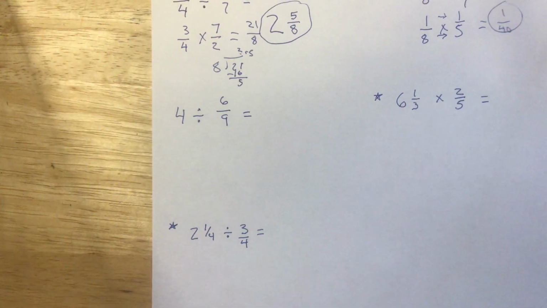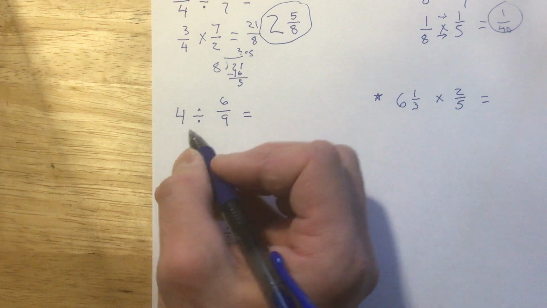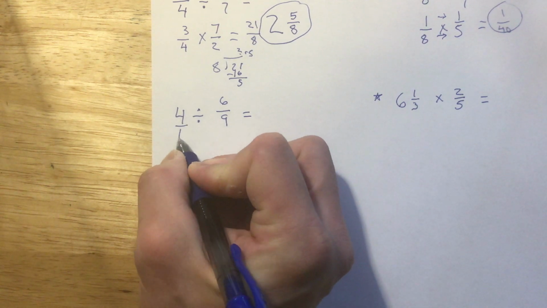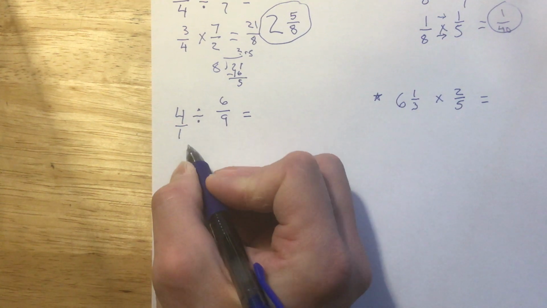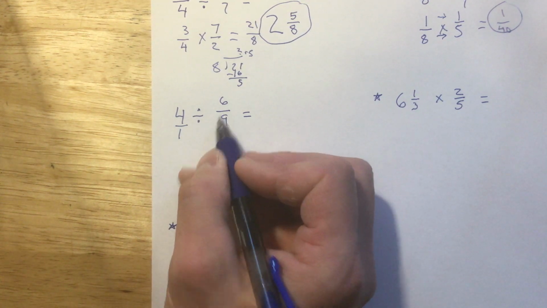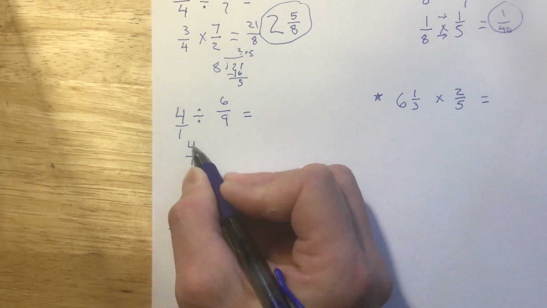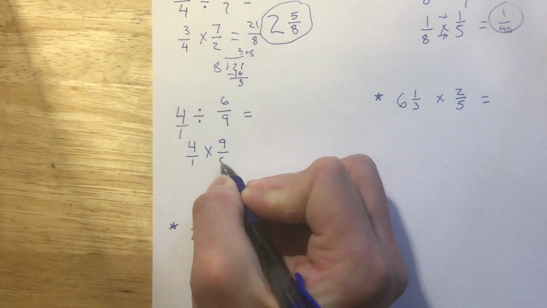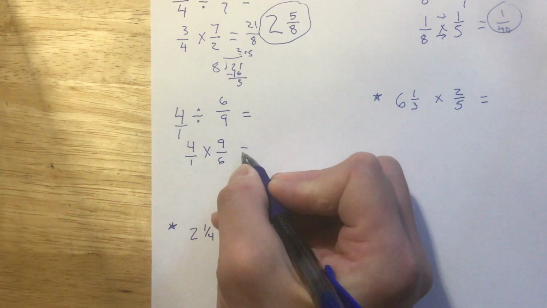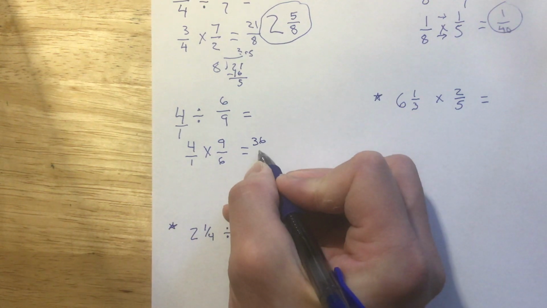All right, down here. So we got 4 divided by 6/9. Again, we got to make that a fraction. So we're going to put it over 1. There's no such thing as division of fractions. We got to multiply by the reciprocal. So this is the one we're dividing by. So that's the one that gets flip-flopped. So 4 over 1 times, now it's going to be 9/6. I flip-flop it. All right, 4 times 9 is 36. 1 times 6 is 6.